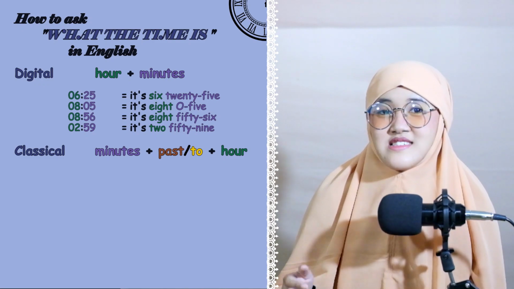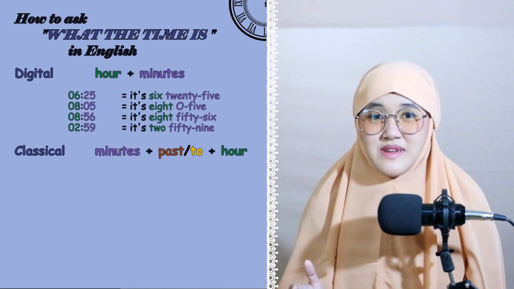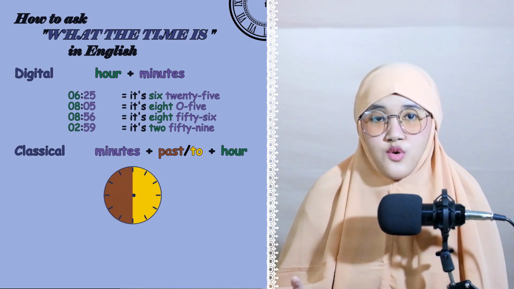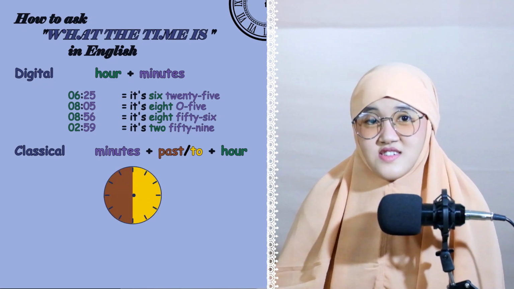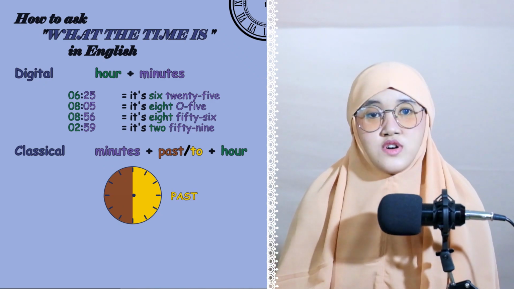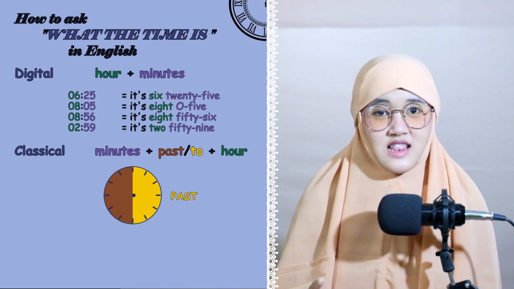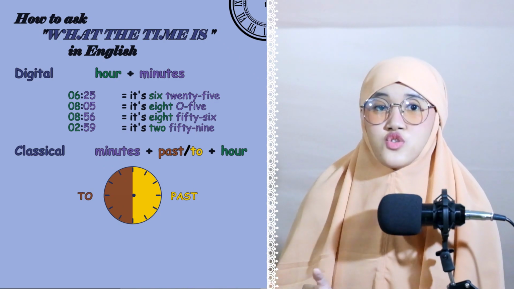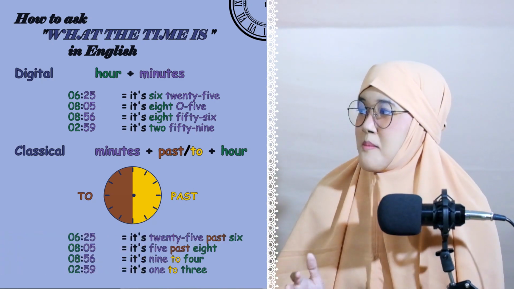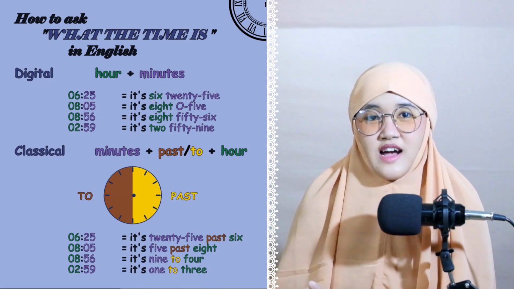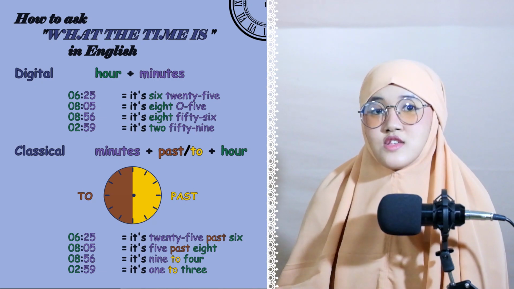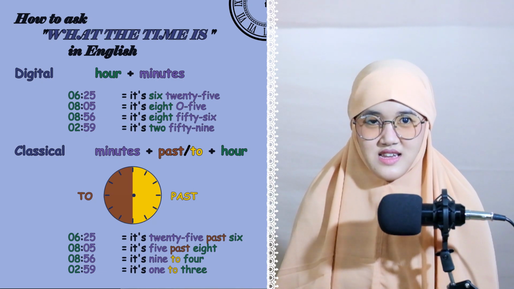The second one is the classical way. It means that we say the minutes first and then the hour. For minutes 1 until 30, we use "past" after the minutes. For minutes 31 until 59, we use "to" after the minutes. It is 25 past 6. It's 5 past 8. It is 9 to 4. It is 1 to 3.